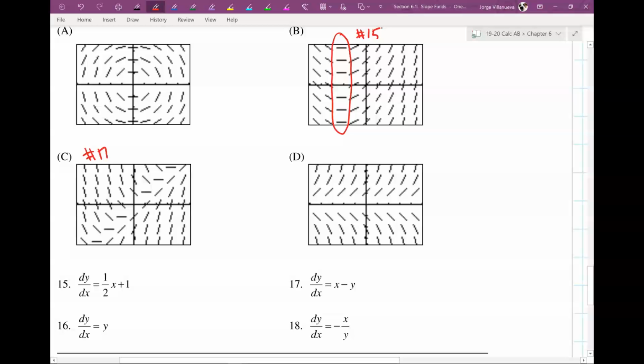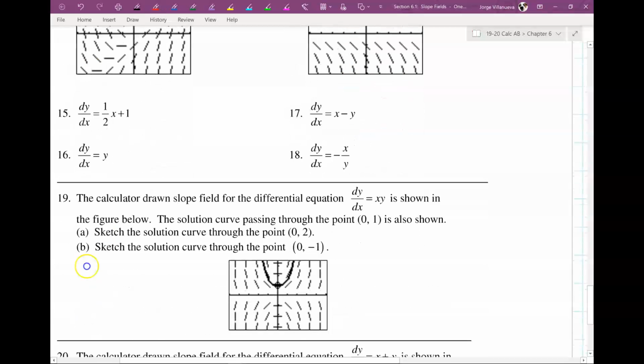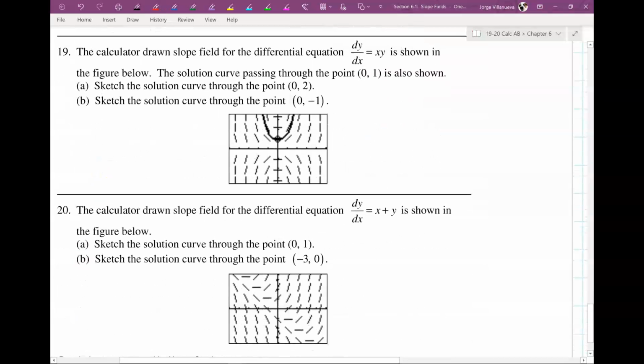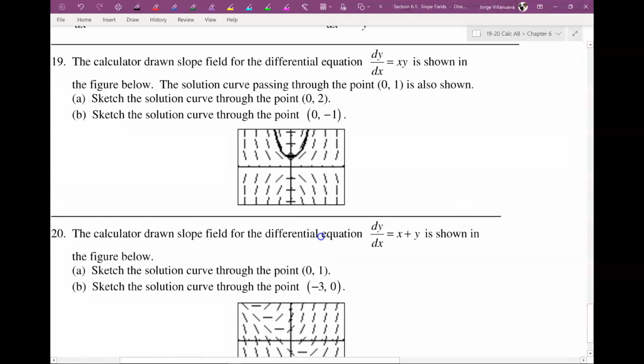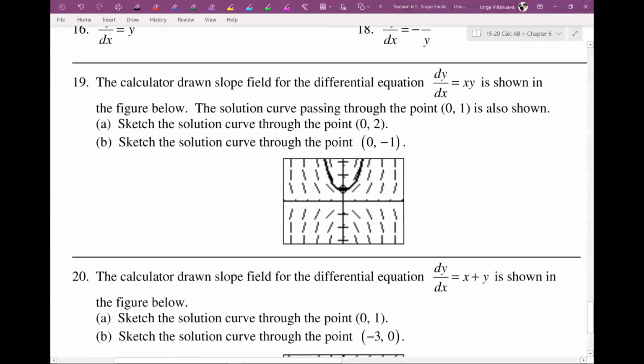So can you tell me which one is going to be the one that has no X? 16, right? Which would be what? D, because that one matches horizontally. All right? Now, this is the kind of stuff you actually get in your AP exam. So let's do number 19 real quick, and then I'm going to stop.